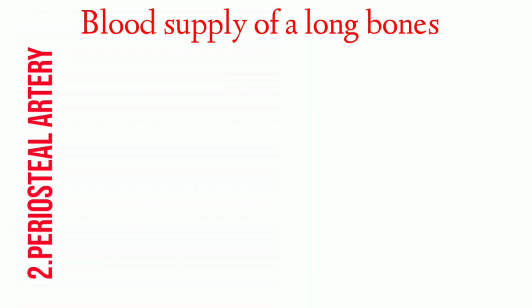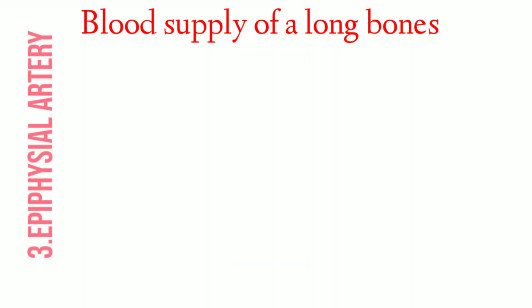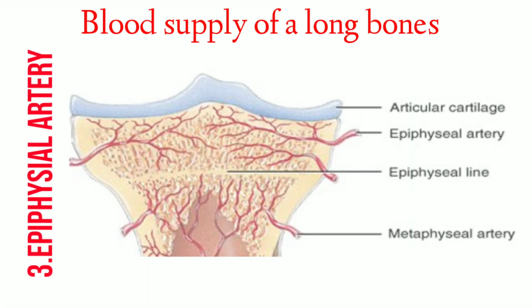Next, the periosteal artery. This is the artery which supplies periosteum, and under the periosteum they divide and enter the Volkmann's canal present in the cortex to supply the outer 1/3 portion of the cortex. The next one, epiphyseal artery. It is artery which supplies epiphysis and are derived from periarticular vascular arcades.